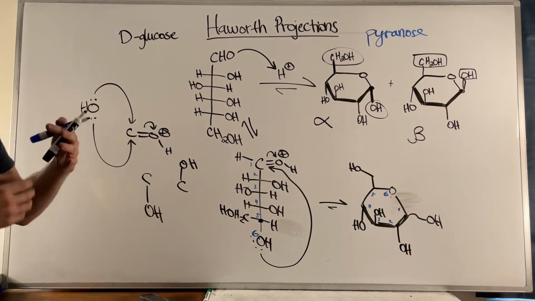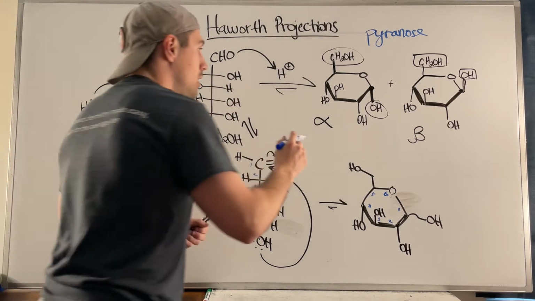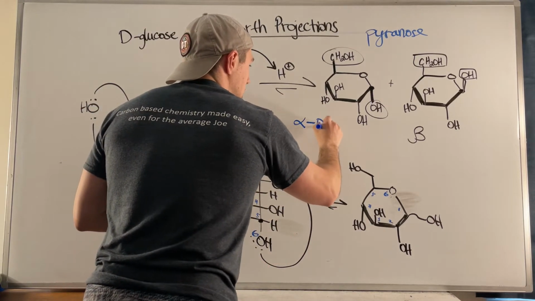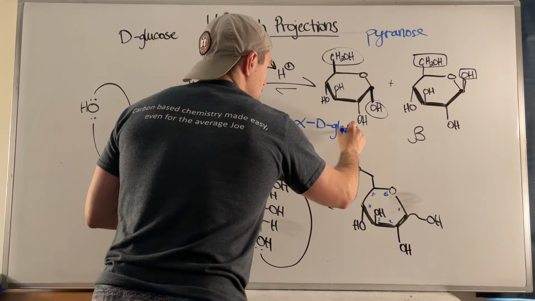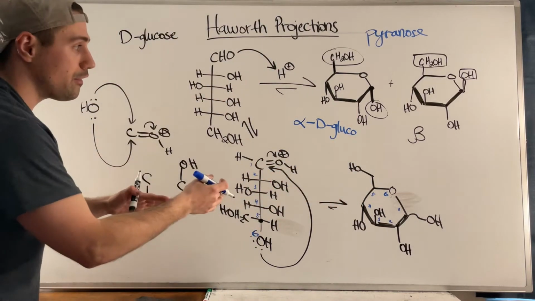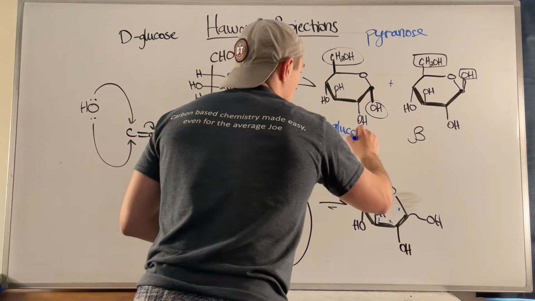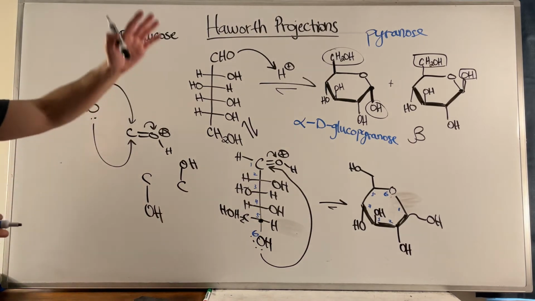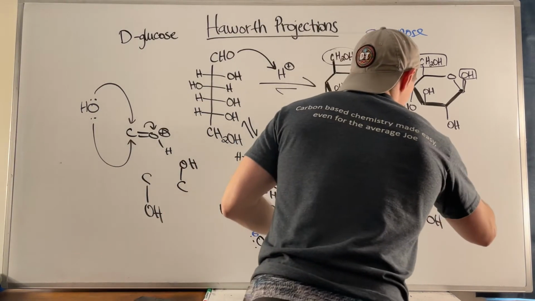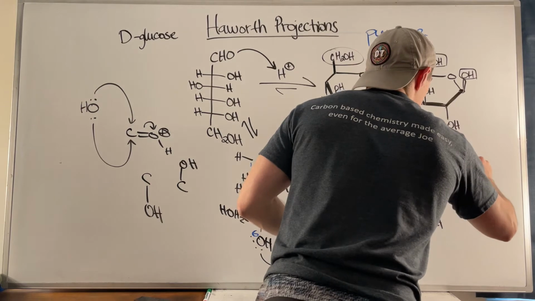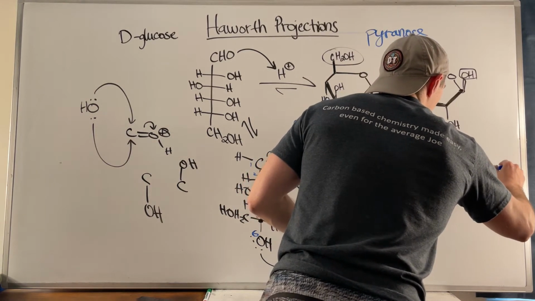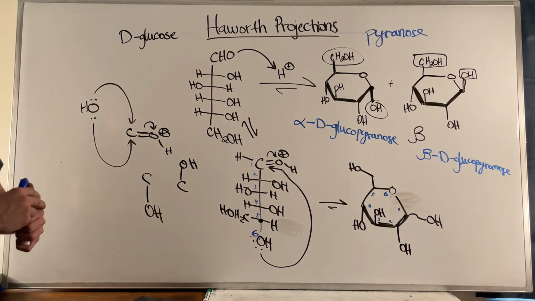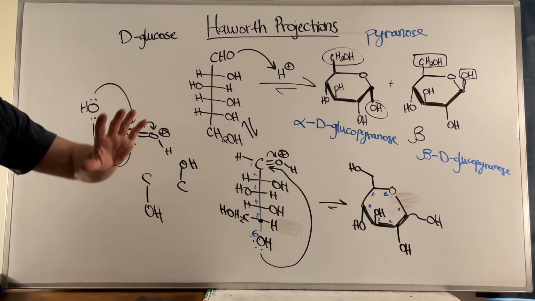So if you wanted to put that all together, the name, this is alpha D, and it's not glucose. It's gluco. You cut off the end, and then you slap on a glucopyranose, okay? And then over here, you would say, okay, this is beta D glucopyranose, okay?